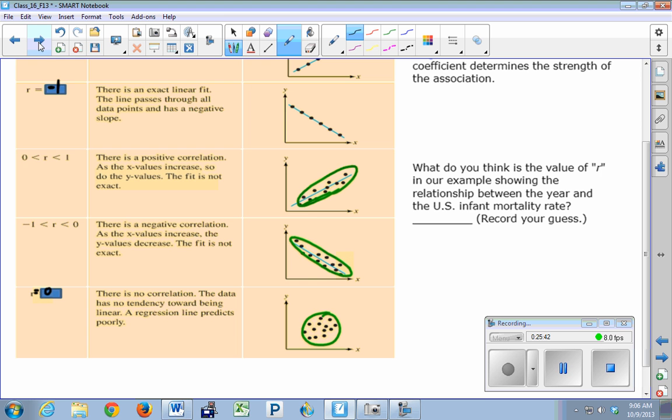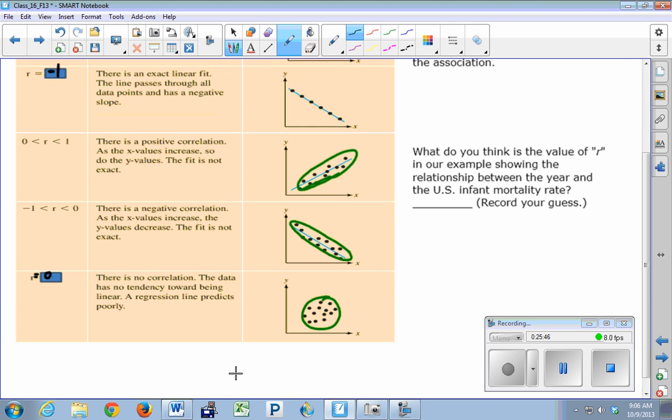Okay, so here's our question. Go look at our infant mortality data, and what I want you to do is make a guess. No one's going to look; you can cover up your paper. Make a guess as to what you think the R value is for our data. We have a scatter plot of those 6 points as time goes on. So what do you think your value of R is? Just write it here, record your guess.